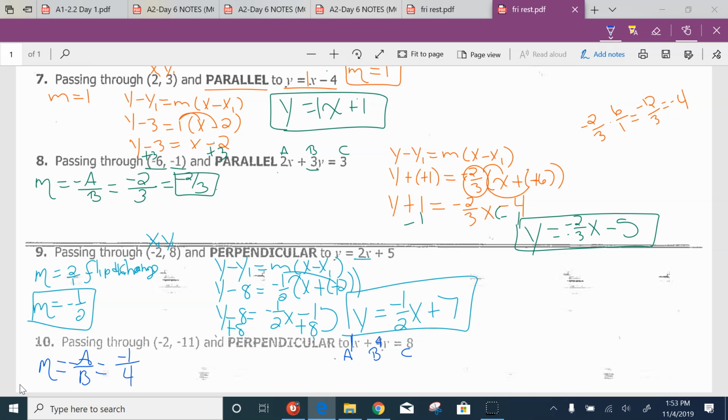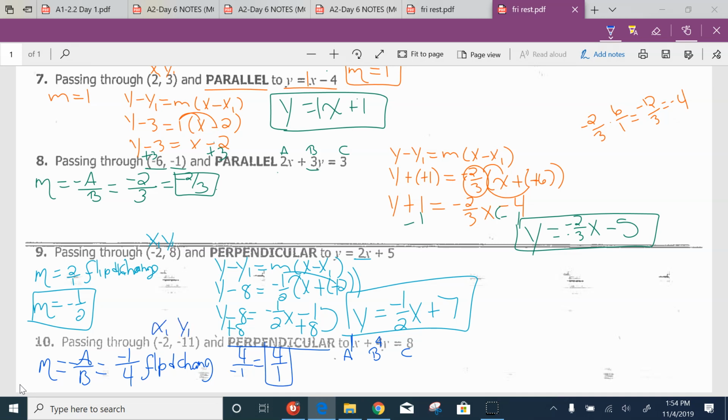There's my original slope, but I need to make it perpendicular, which means I have to flip, and then I have to change the sign of this slope. So if I flip it, I get 4 over negative 1. If I change its sign, it just becomes positive 4 over 1. Here's the slope I'm going to use. Here's my x1. Here's my y1.